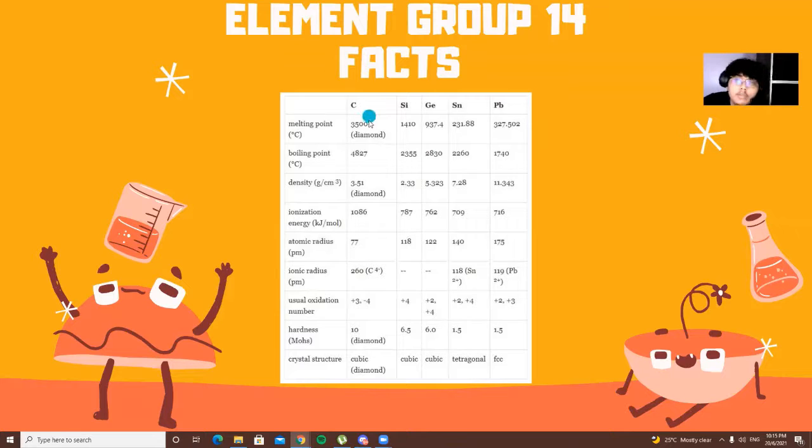The attraction is much stronger for carbon. And for plumbum, the attraction of the nucleus and the electron is very weak. This is because of their size. We can say that the carbon atom is smaller than plumbum, and the trend for group 14 in the periodic table is that when we go down, the size of the atom will increase.